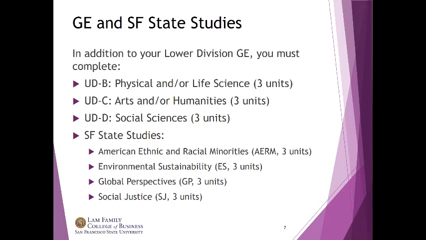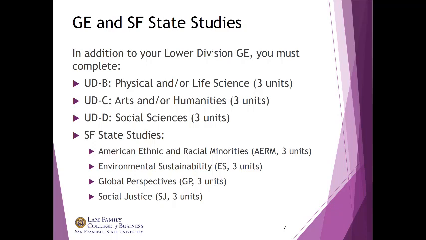So you've got your BSBA core classes, your concentration classes. The last piece is your upper division GE and SF State Studies classes. There are 3 upper division GE classes that are required of you: UDB for Physical and/or Life Sciences, UDC for Arts and/or Humanities, and UDD for Social Sciences.